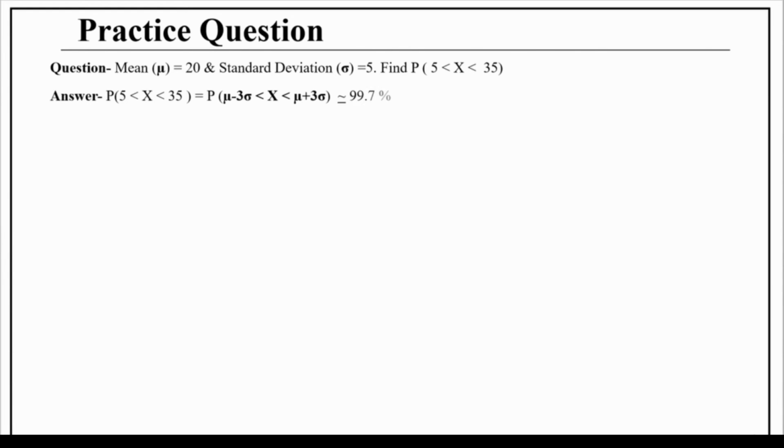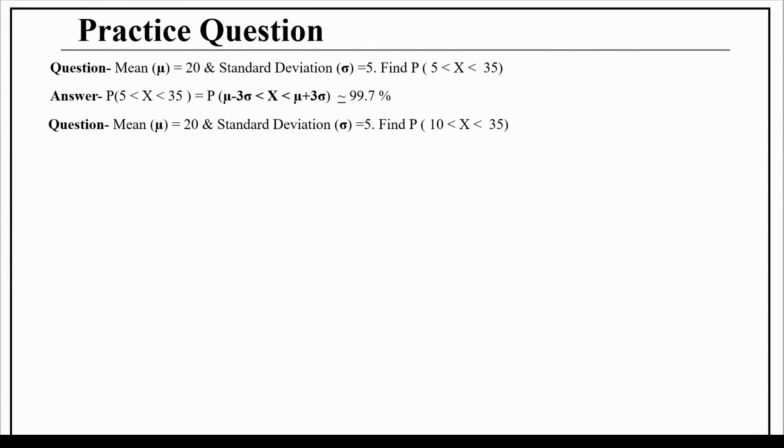Now let's solve one more question. Here mean is 20, standard deviation is 5 and we need to find the probability of our observed value to lie in a range of 5 to 35. So here 5 can be expressed as mu minus 3 sigma and 35 can be expressed as mu plus 3 sigma. As per the 1, 2, 3 rule, the probability of an observed value in a range from mu minus 3 sigma, that is 5, to mu plus 3 sigma, that is 35, is 99.7%.